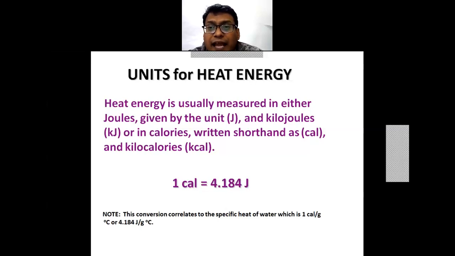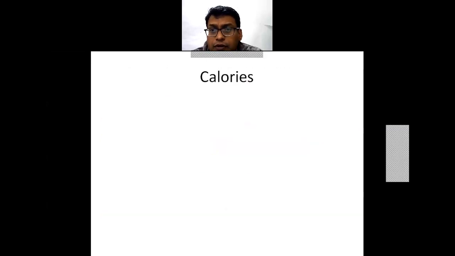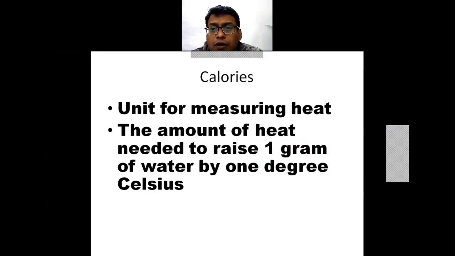Yesterday we saw the caloric concept that was there previously, and then Joule worked on it to define it, and on his name the unit joule exists. Heat energy is usually measured in joules, given by the unit J, and calories, where 1 calorie is equal to 4.184 joules. So the calorie is the amount of heat needed to raise 1 gram of water by 1 degree Celsius.